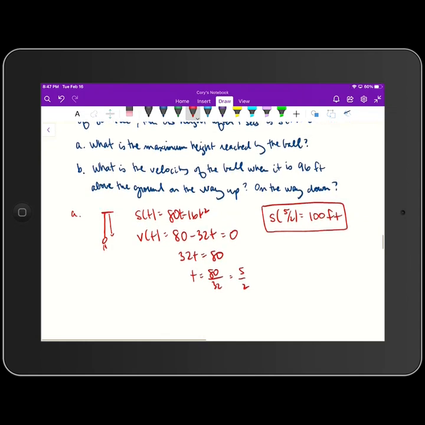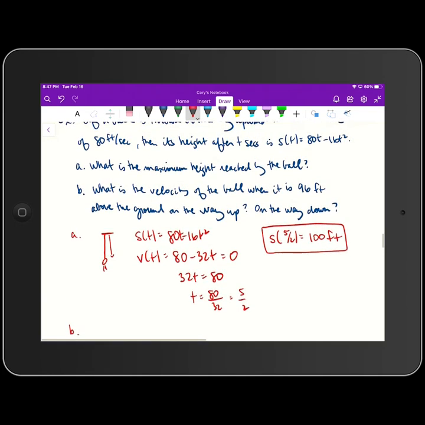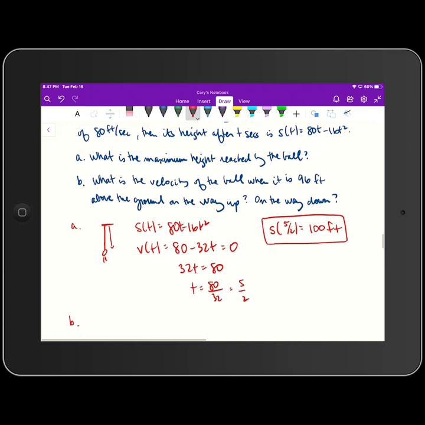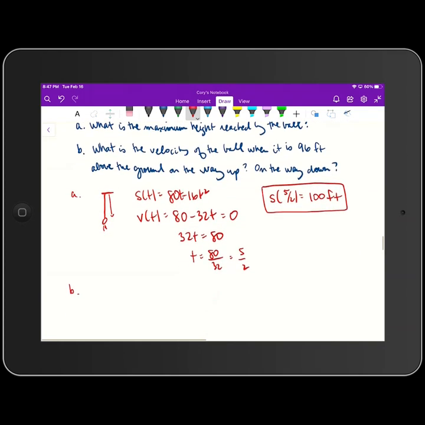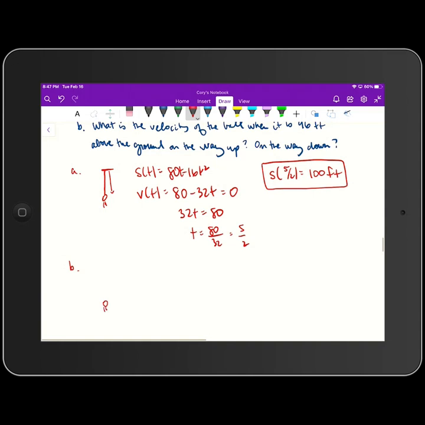Okay, so part B. Question asks, what is the velocity of the ball when it is 96 feet above the ground on the way up and on the way down? So if we picture our ball here, our ball being tossed upwards reaches its maximum height of 100 feet. And then we're trying to calculate when it hits 96 feet on the way up, and then also when it hits 96 feet on the way down. Okay, so we want to determine the times for which that occurs, and then we're going to calculate the velocity at those times.